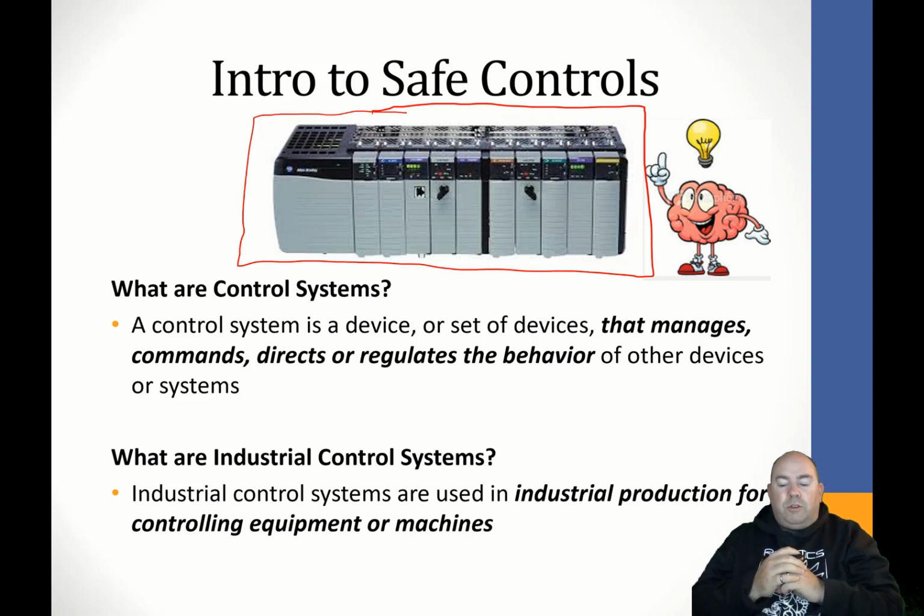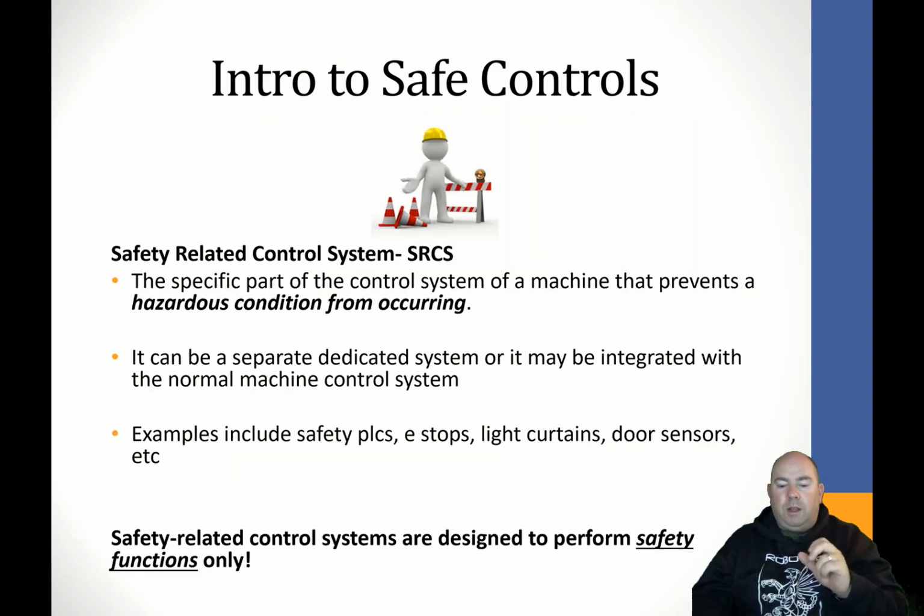So industrial control systems, we use these in industrial production for controlling equipment and machines. So basically if you have an assembly line or some type of automation equipment, this would be what controls that. You program it to do whatever functions you want it to do. A safety-related control system is a specific part of the control system of a machine that prevents hazardous conditions from occurring. So this is our safety side of things. It can be separated into a dedicated system or could be integrated with the normal machine control.